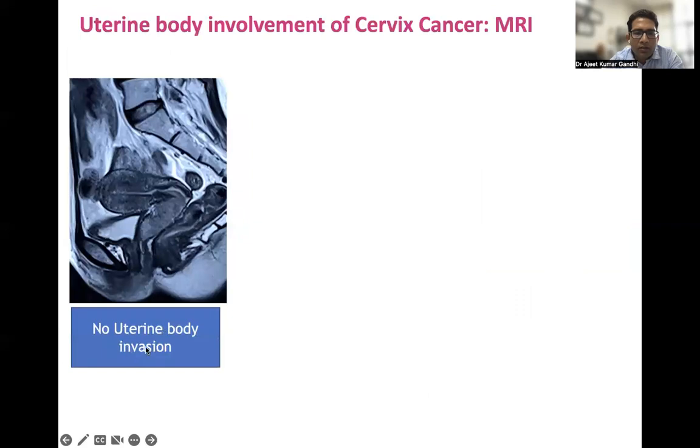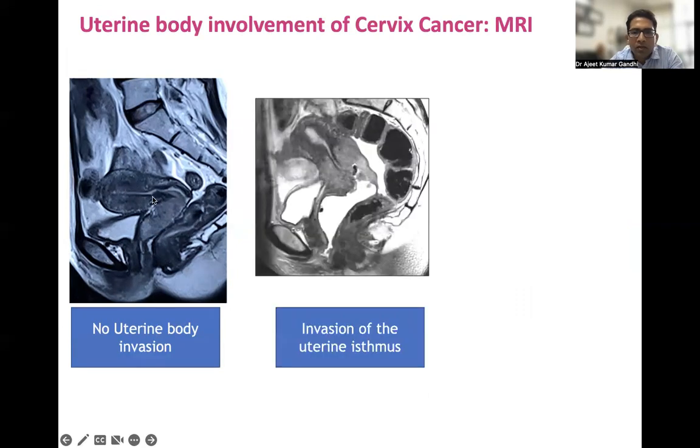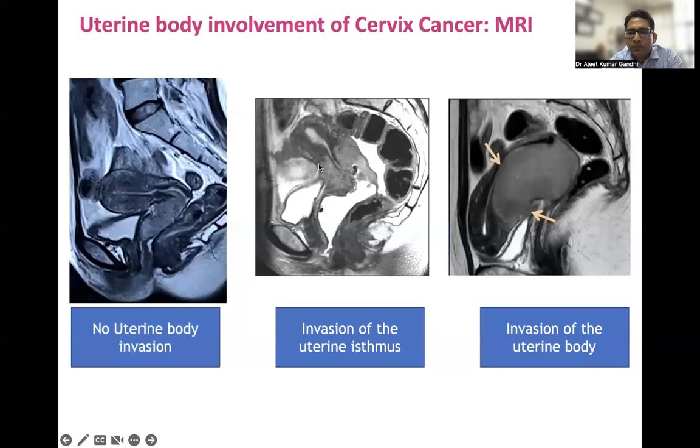In this case, understanding the uterine body involvement, again, it would be difficult for a clinical examination and a CT scan to accurately identify the extent of uterine body involvement, where MRI is far superior. There is no uterine invasion in this case. In this case, there has been an invasion of the uterine isthmus, and in this case, there has been an invasion of the uterine body in the upper part as well, sparing just a few centimeters maybe from the top of the uterine fundus.